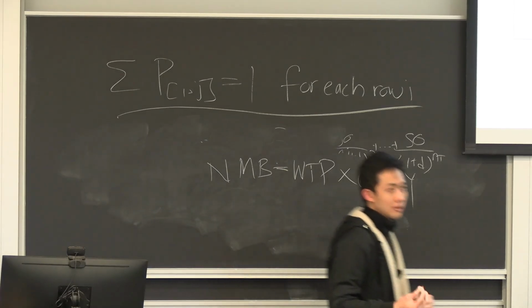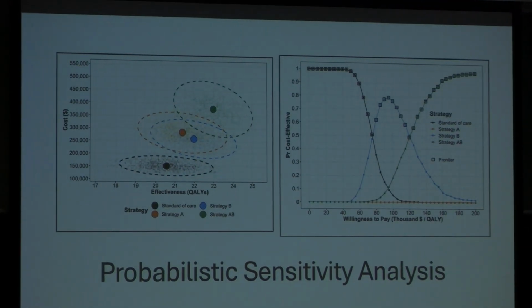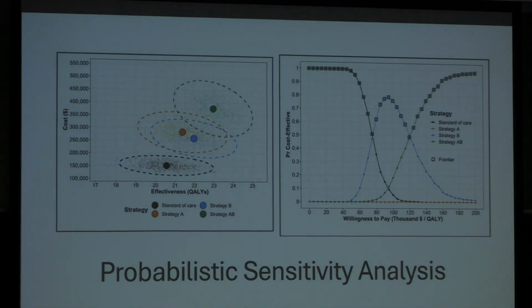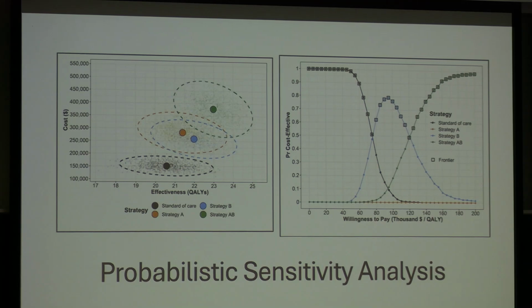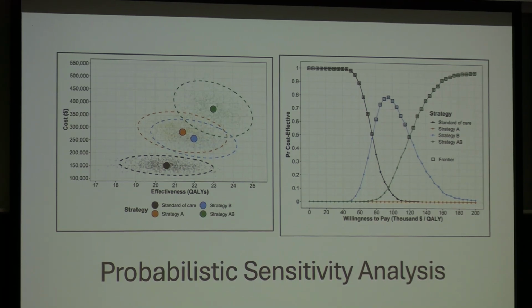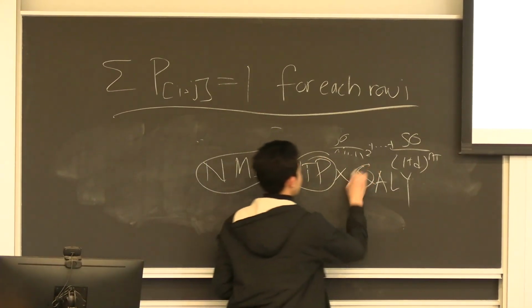And as we've seen in the graph here, if your willingness to pay is less than 80,000, then the best strategy for you is the standard of care. But if you are willing to pay between 80K and 120K, then the most effective strategy for you is strategy B. But if you are willing to pay more than 120K, it implies you can use strategy AB. That's why the net monetary benefit depends on the willingness to pay and the quality adjusted life year.